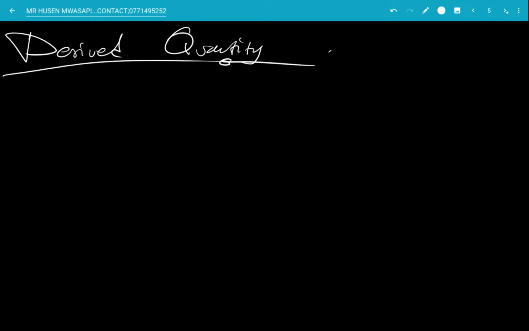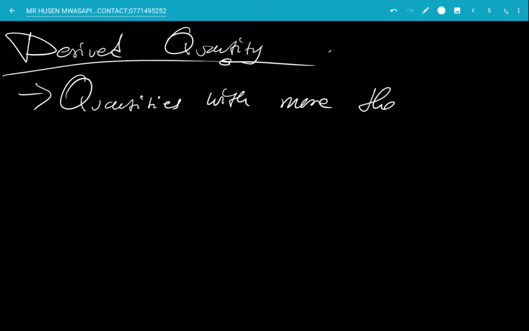Let's quickly move and look at what we call derived quantities. Now, derived quantities are quantities made out of a combination of 2 or more basic quantities. Now, when basic quantities are multiplied or divided, you get what we call derived quantities. So, in simplicity, we can say that derived quantities are simply just quantities that have more than one SI unit. Quantities with more than one SI unit.